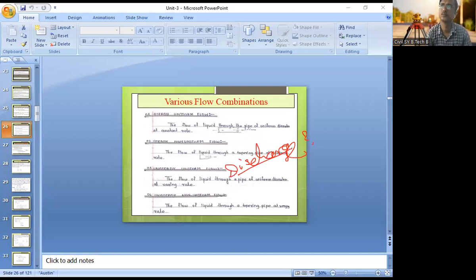Discharge is the area into velocity. Okay, discharge is area into velocity. That is correct. Discharge is equal to area into velocity. This is the mathematical explanation or definition for this discharge.